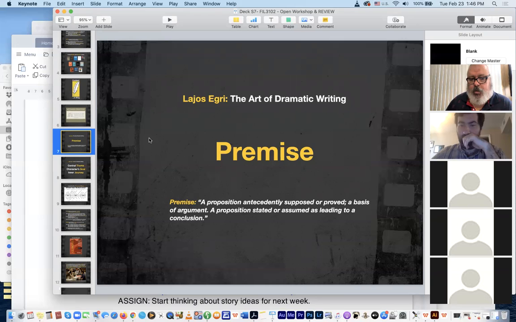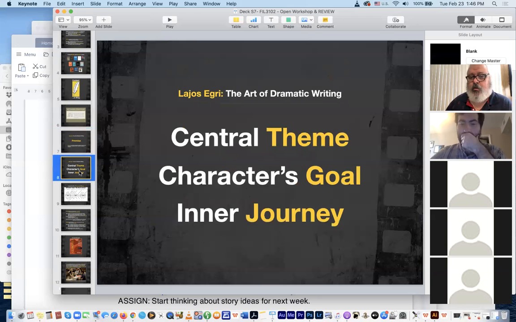Lajos Egri in your reading talked all about premise. And the idea is that premise is a proposition, and it is supposed through antecedents, or it's proved, in other words, using antecedents. The basis of an argument is the premise, and the proposition stated or assumed as leading to the conclusion. And that's a lot of words that are basically describing things like theme, goal, or inner journey.